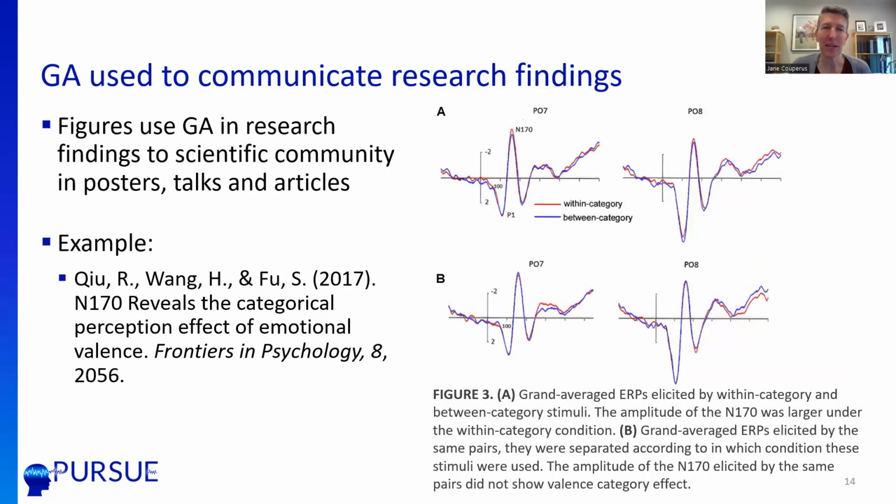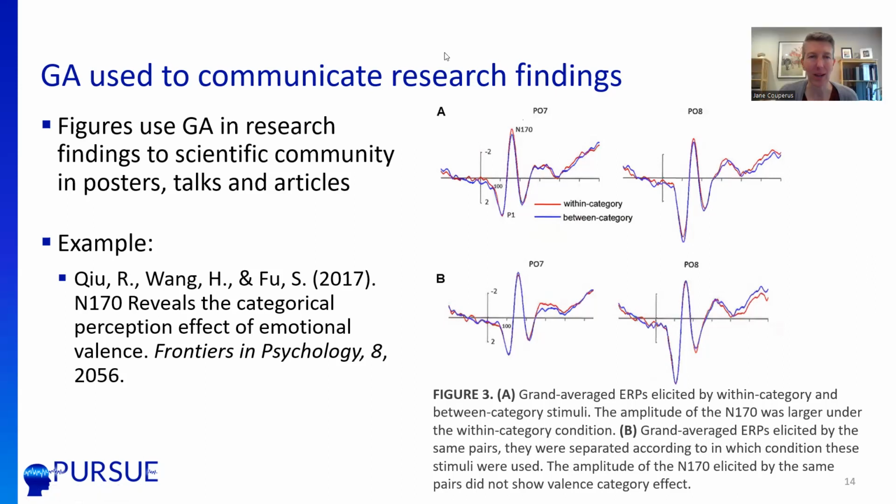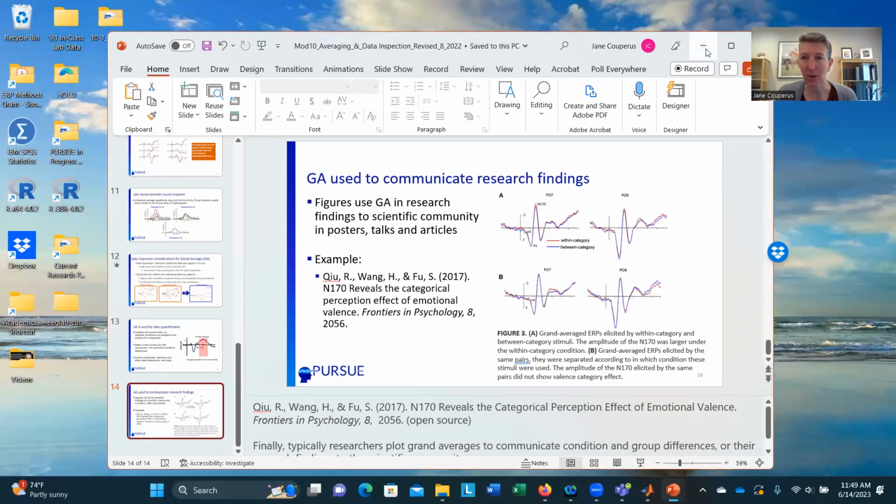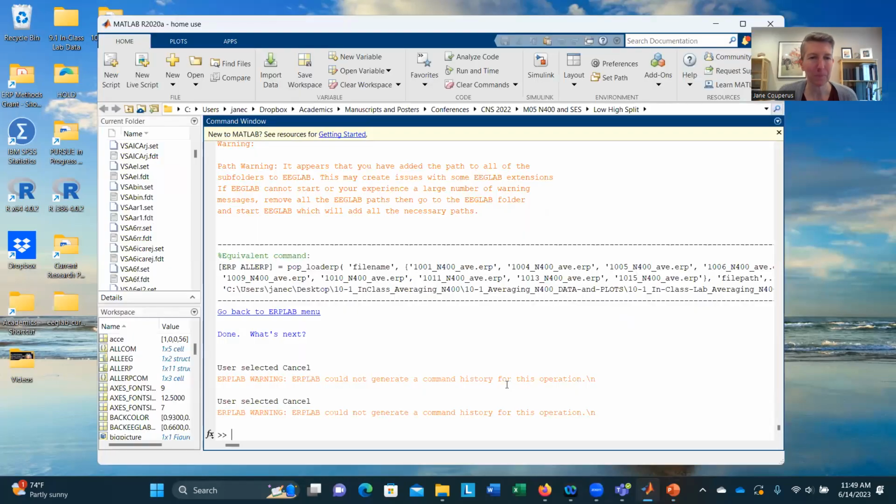The other place you see grand averages used is in communicating research findings. So you'll see in papers when they are presenting their waveforms, they are presenting grand averages, and that's to allow you to visualize the condition differences. So I'm going to go ahead and switch my share at this point so that I can show you how we do this in our program.